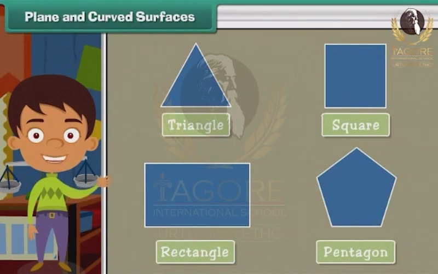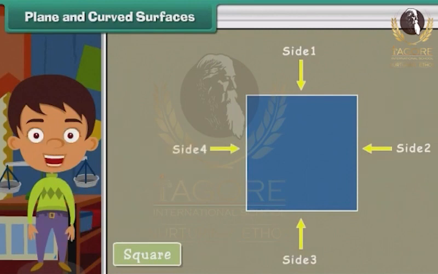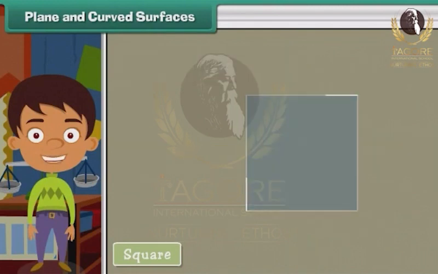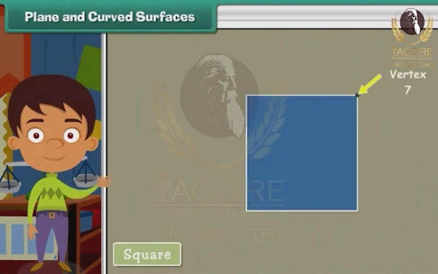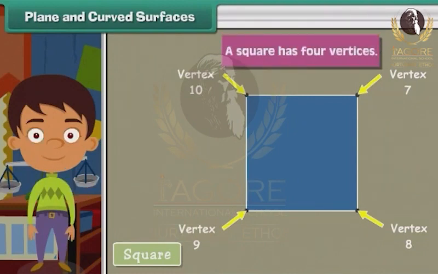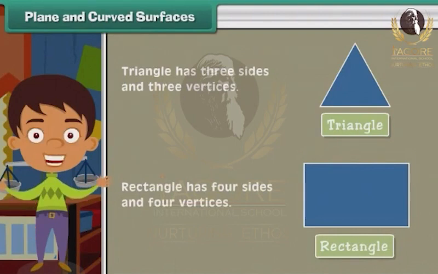Now we'll study about plane figure, sides and vertices. Look at this square. Arrows 1, 2, 3, 4 indicate the sides of a square. A square has 4 sides. The point at which 2 sides meet is called a vertex. Arrows 6, 7, 8, 9 indicate the vertices of a square. So here we see a square has 4 vertices. Similarly, a triangle has 3 sides and 3 vertices. A rectangle has 4 sides and 4 vertices.